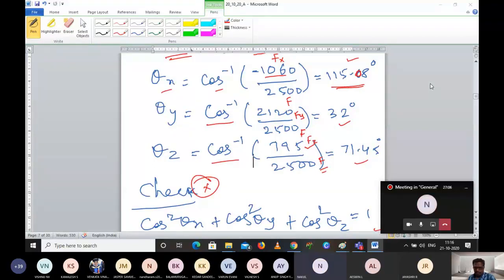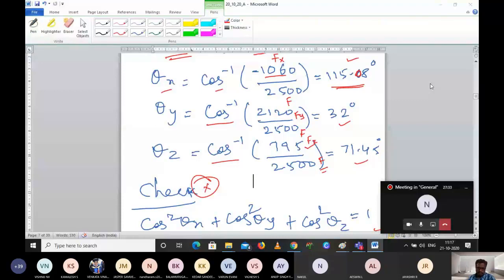Sir, I have a question. When you write the answer for Fx, Fy, and Fz, are you supposed to mention the sign? No, if you want to mention it, you can mention whether it is tension or compression, tensile or compressive. That is fine. That is more than sufficient because we want to know the nature of the force.